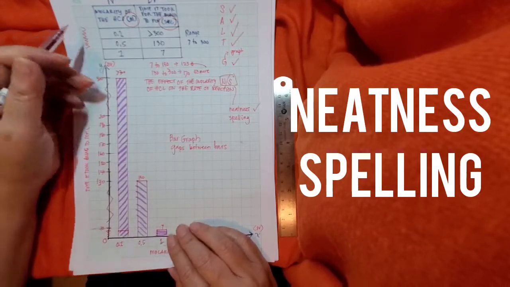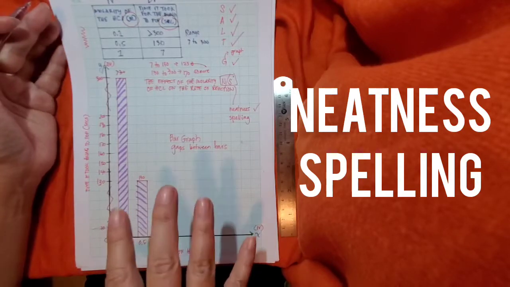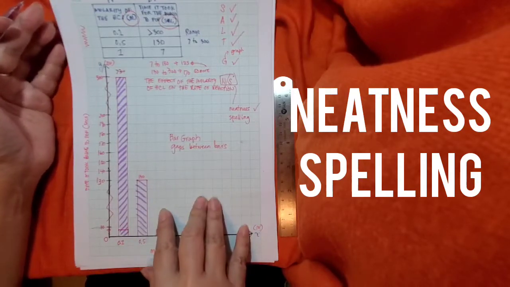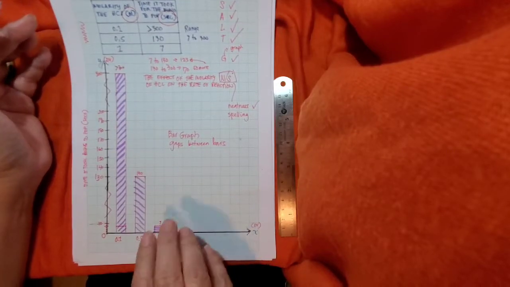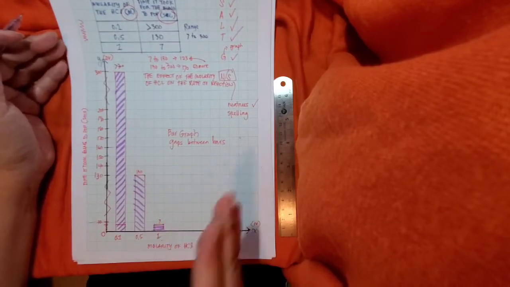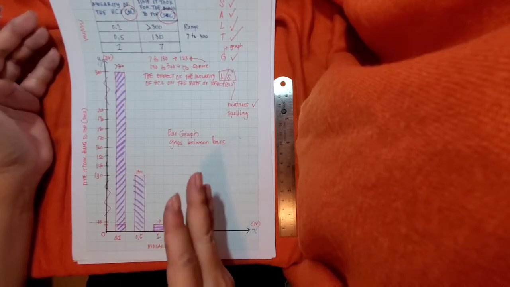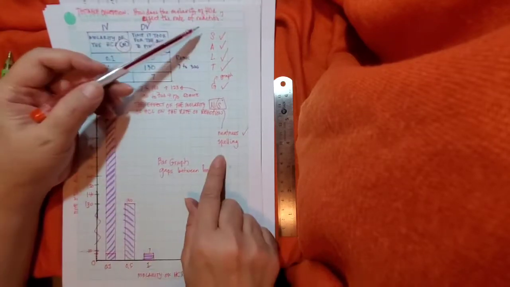Okay, so this is how to make the graph for the rates of reaction experiment. It took a little bit longer than expected, but I wanted to make sure everybody knew how it's going to be marked.